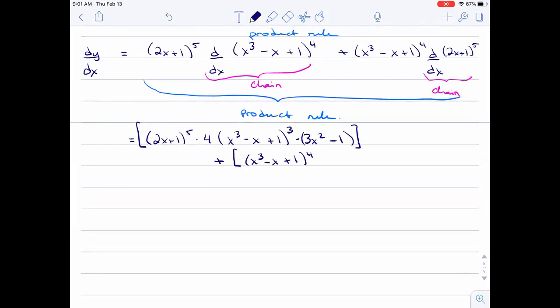And then we've got that chain rule, so now I'm going to times it by 5 times 2x plus 1 to the power of 4. Oops, plus 1. I'll sneak it in better. 2x plus 1 to the power of 4 times the derivative of the inside there, which is just going to be 2.